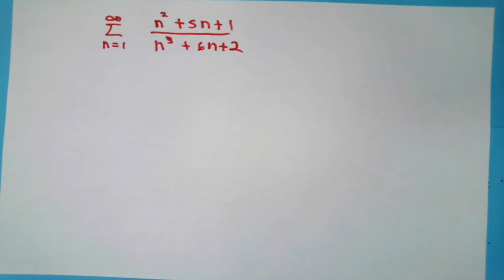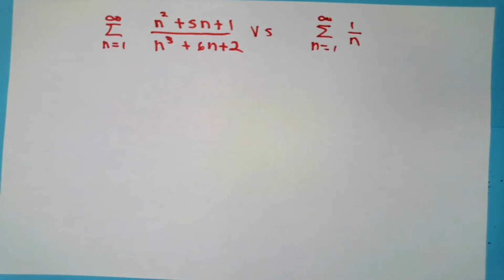Next, I'd like to use a comparison test to decide if this series converges or doesn't converge. Since the top and the bottom are both polynomials, when n is very large, I can think of the lead terms as basically determining everything that's going on. The lead term upstairs is n squared, the lead term downstairs is n cubed. n squared over n cubed is 1 over n, so I'm going to compare this series to the harmonic series.